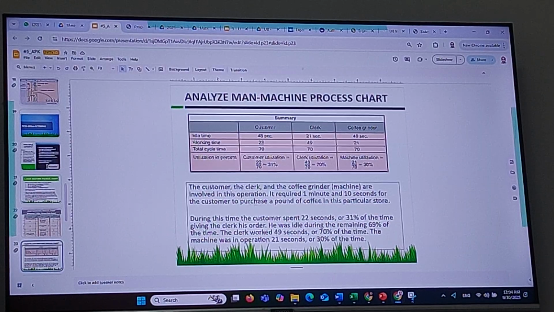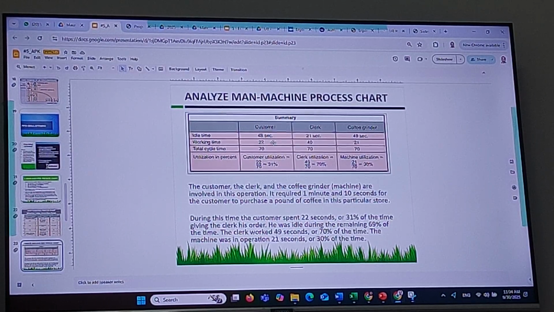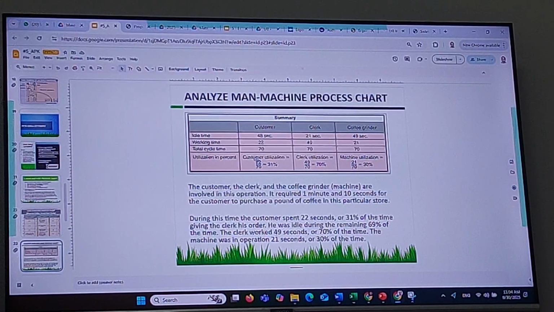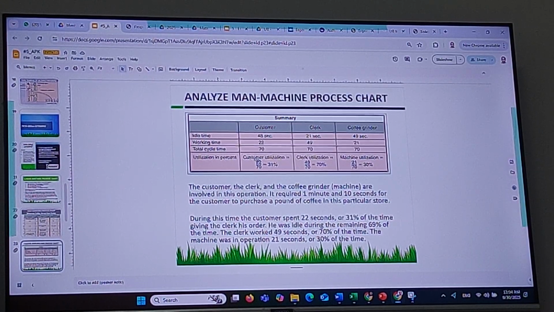And then we can calculate. This is the result based on the main machine chart. We can calculate the utilization, because we try to calculate how many percent is idle and how many percent is working time.